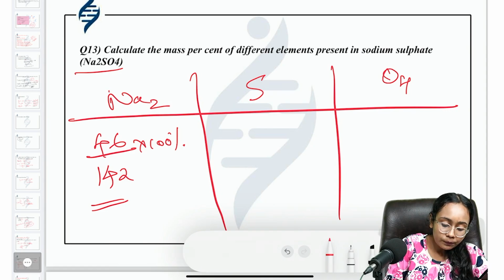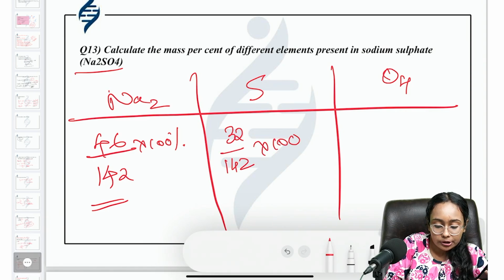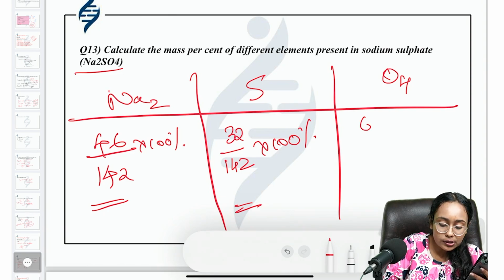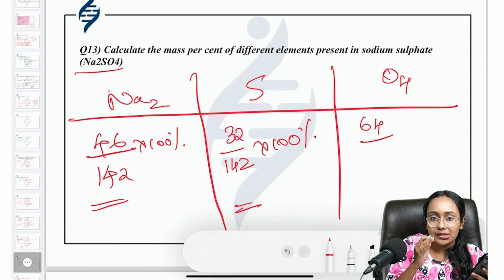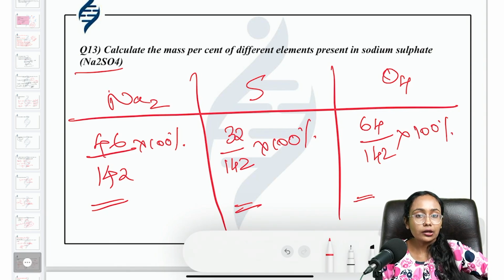In the case of sulfur, the mass of sulfur in Na2SO4 is 32 divided by the total mass of the substance, 142, into 100%. In the case of oxygen, the mass of O4 in Na2SO4 is 64 grams. Oxygen is 16, and 16 into 4 is 64, divided by 142, the total mass of Na2SO4, into 100% will give you the mass percentage of O4 in that particular substance.